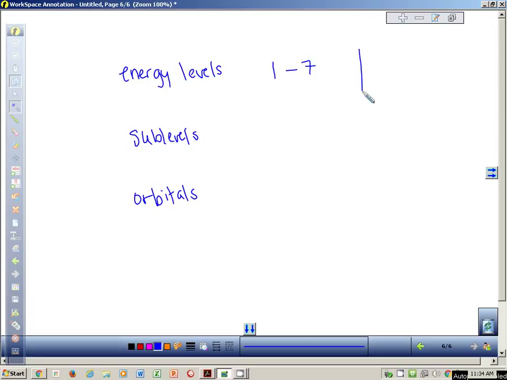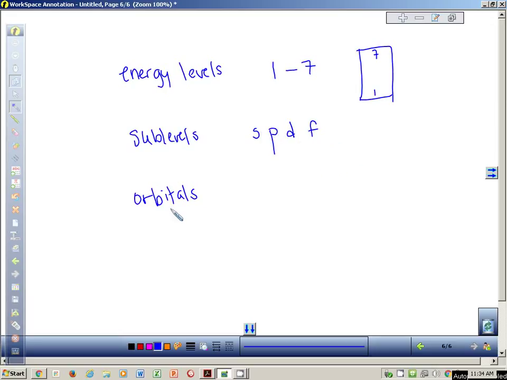We drew our apartment building yesterday and drew like the bottom floor was the first floor and then the top floor is the 7th floor. So it works its way from the ground up. From your notes, there were 4 sublevels, and I told you I didn't come up with the names for these, like I'm just the messenger. The sublevels are called S, P, D, and F.